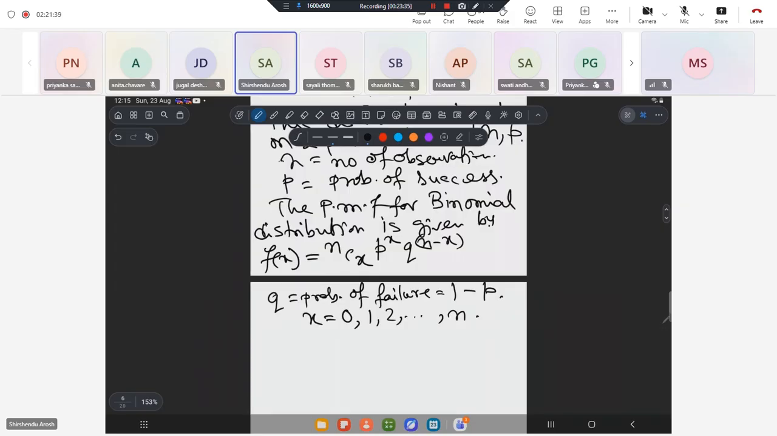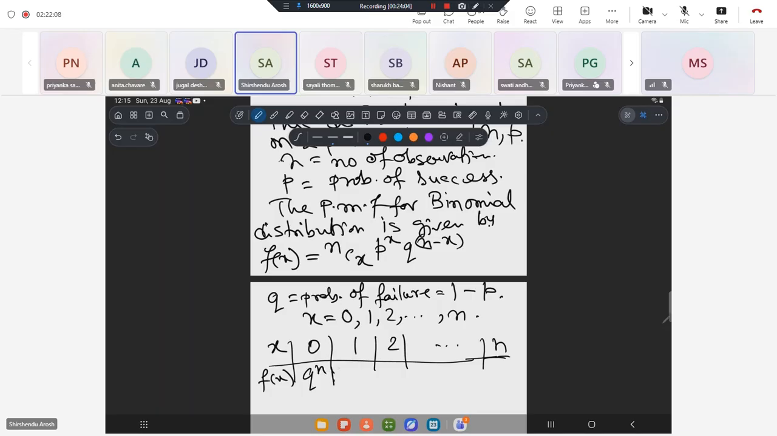Now if we just expand this in terms of a PMF table, with x as 0, 1, 2 like this till n, so we put 0, it will be nC0 p to the power 0 q to the power n. So typically it is q to the power n.